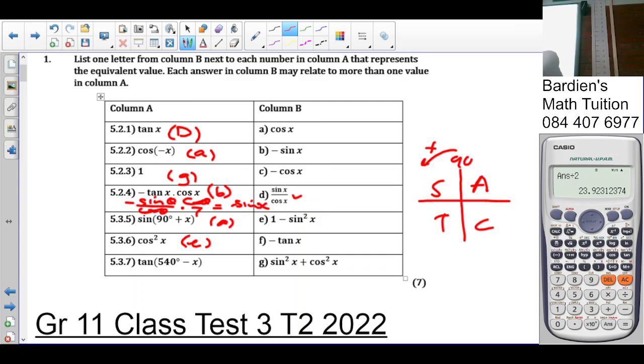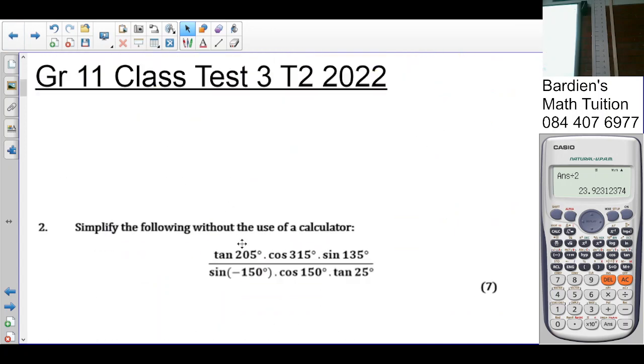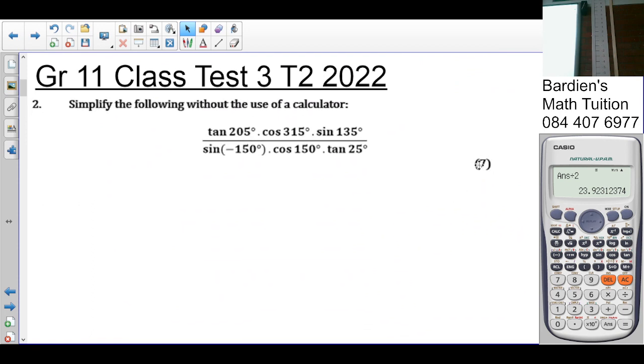And then 540, if you subtract 360, I get 180. So that is tan of 180 minus x, that takes you to quadrant 2, tan is negative, so it's negative tan x, which makes the answer E. Shouldn't be that confusing. Simplify the following without a calculator. So I expected you to have written on the side the special angles.